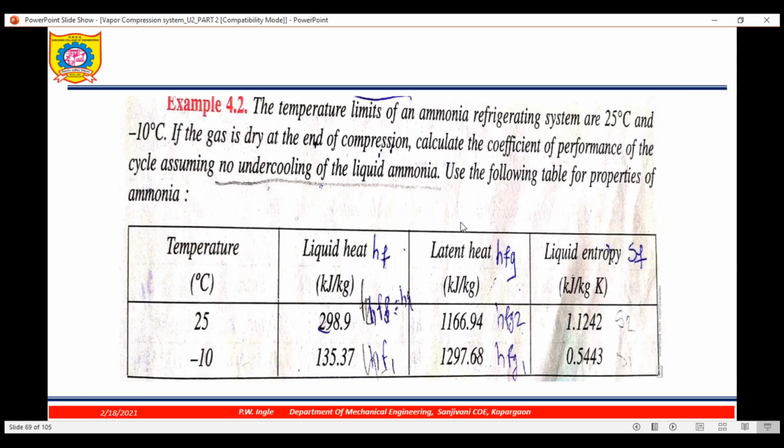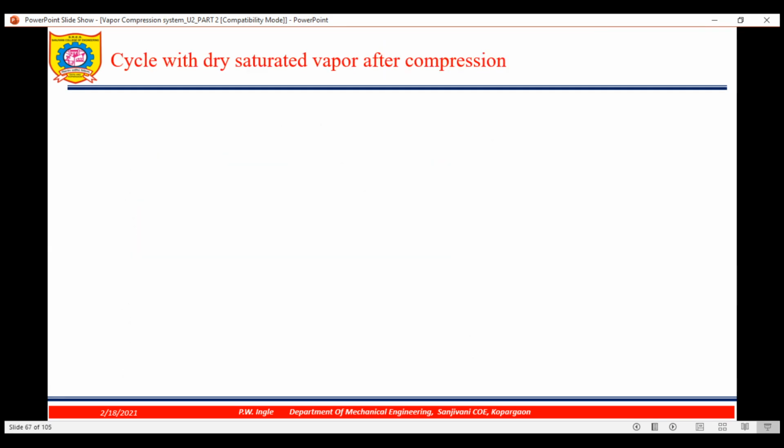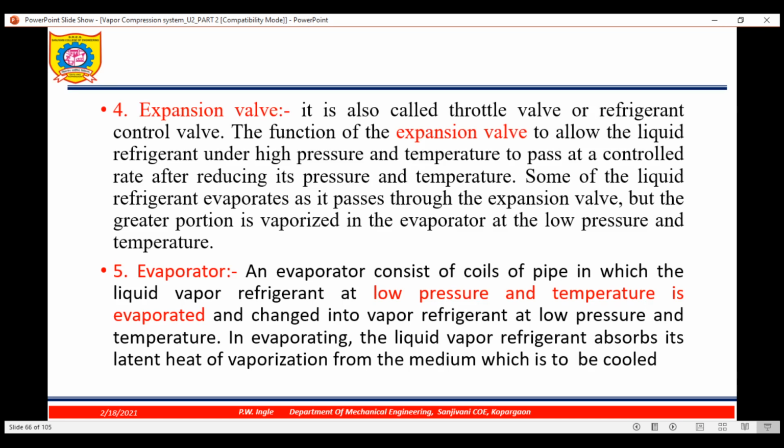Okay. So this completes the explanation of vapor compression refrigeration cycle in short. In the next lecture we'll cover some problems on this vapor compression refrigeration cycle by considering some cases. Okay, so we'll stop here. Thank you.